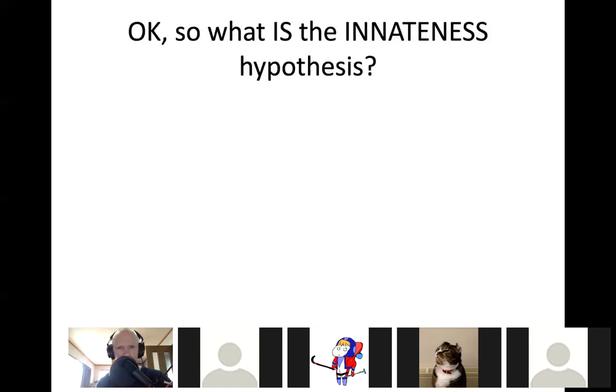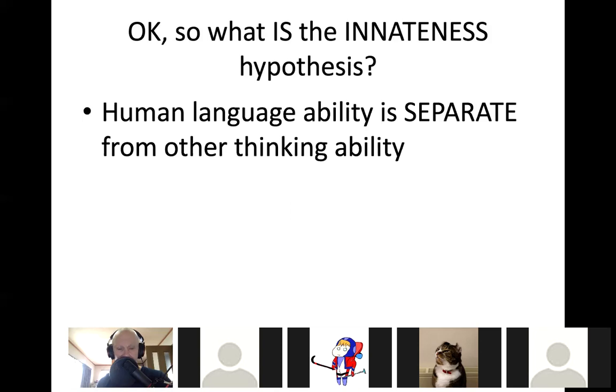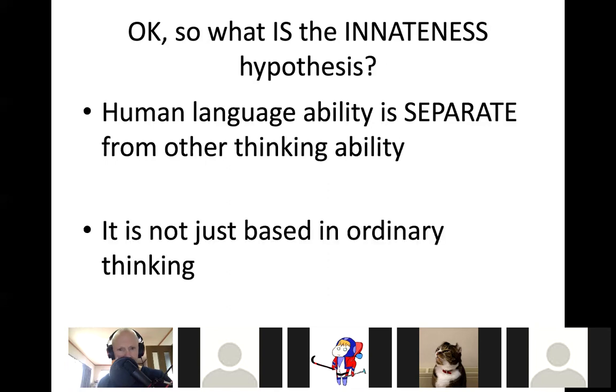Okay. So what is the innateness hypothesis? Human language ability is separate from other thinking ability. So we're born with these rules, right? But they're language rules. They're not ordinary thinking rules. They're not just ordinary stuff. This is special, unique to language. And these language rules are separate from other thinking. And it's not just based in ordinary thinking. So these language rules are separate from ordinary thought. That's the innateness hypothesis.